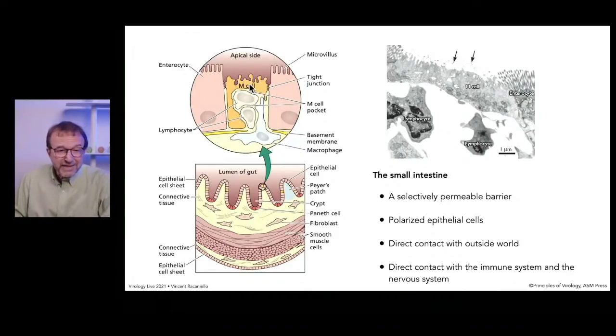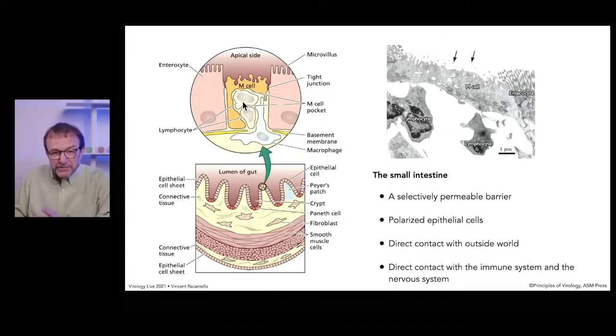Here, for example, is an M cell. M stands for microfold. It is a kind of cell that is very thin and is involved in sampling the contents of the lumen of your intestine. And so what happens is these cells are actively transcytosing. What does that mean? Materials bind to the apical domain of the M cell. They're taken up by endocytosis and then deposited on the basolateral side.